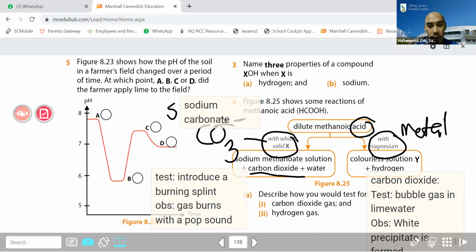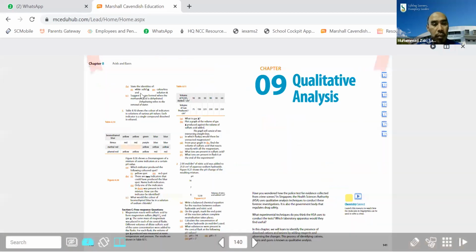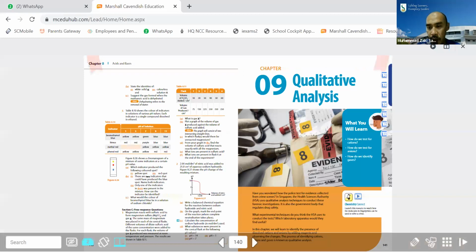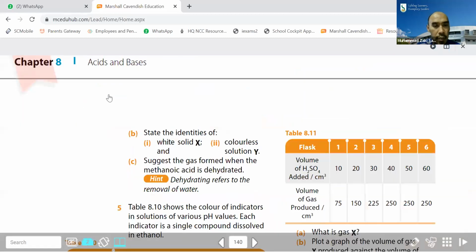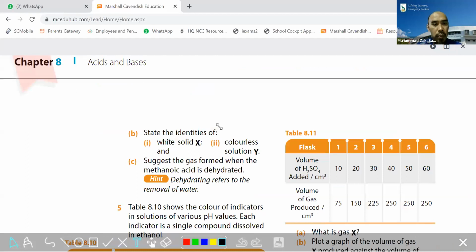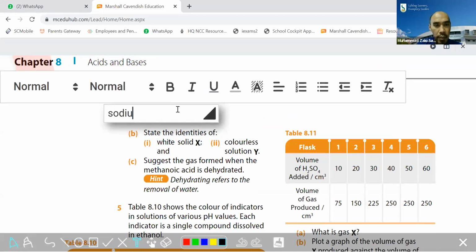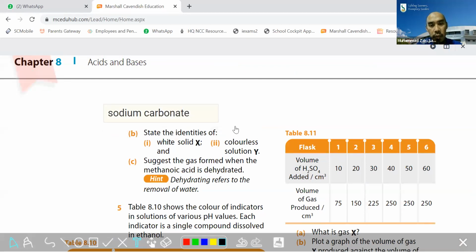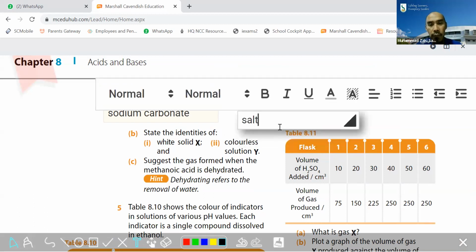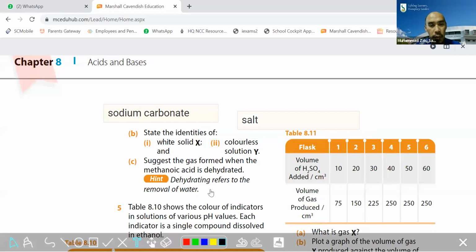So let's go to the next page. What's the answer? Let me zoom in. So the white solid is sodium carbonate. First is salt. Suggest the gas formed when the methanoic acid is dehydrated. This one you haven't done yet.